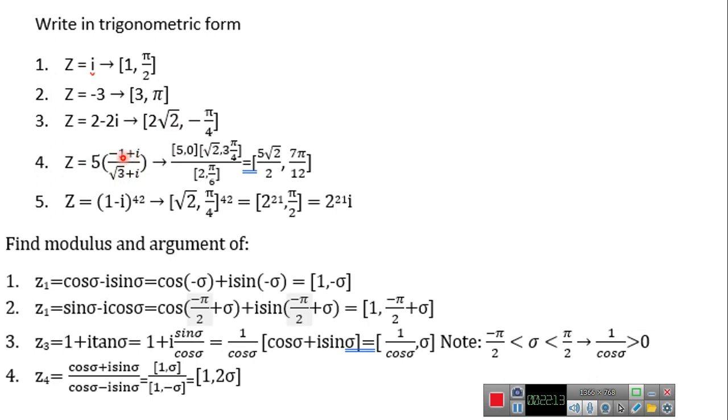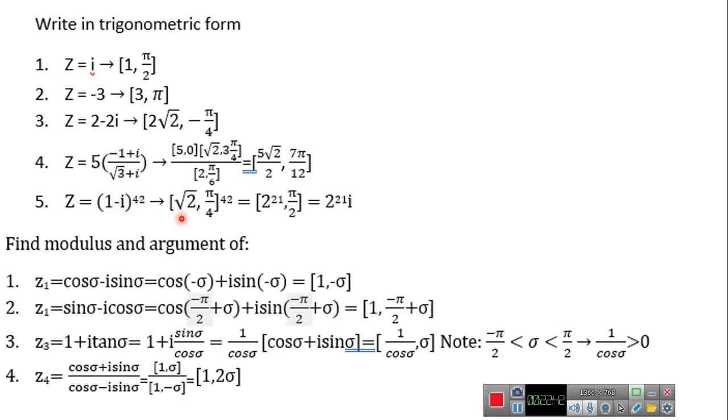in trigonometric form, i means 1, pi over 2. Then 2 minus 2i, both are the same, so always you think of pi over 4. But this is in the last quadrant, the fourth quadrant, so pi over 4 becomes minus pi over 4, and the modulus is radical 4 plus 4, which is 2 radical 2. Here, 5 times minus 1 plus i, it's the same, a multiple of pi over 4. You want it in the second quadrant, so 3 pi over 4.